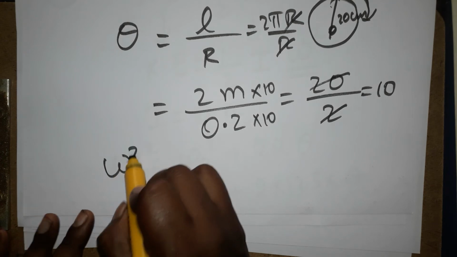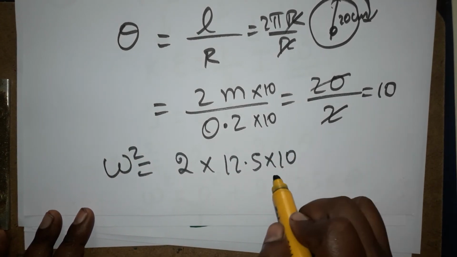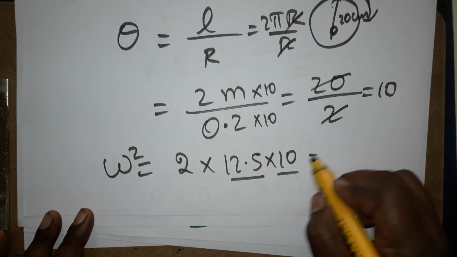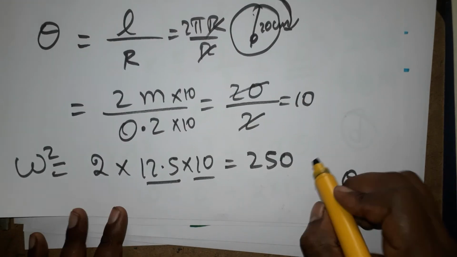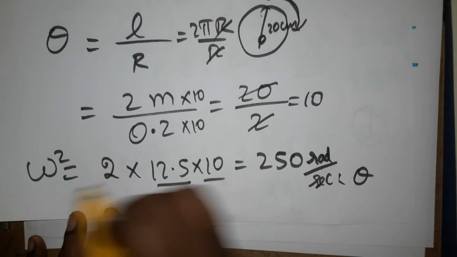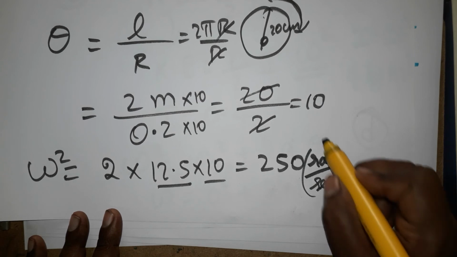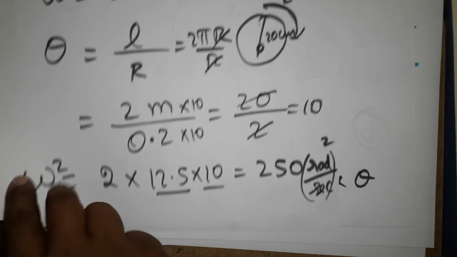Now omega square we can have as 2 into 12.5 into 10. So 10 into 12.5 is 125, 125 into 2 is 250. The unit will be rad per second square. How did I get that? The SI unit of omega is rad per second, and it's omega square, so rad per second square. Angular velocity is equal to angular displacement by time. So now I got omega square.